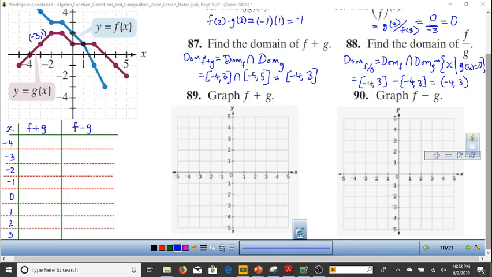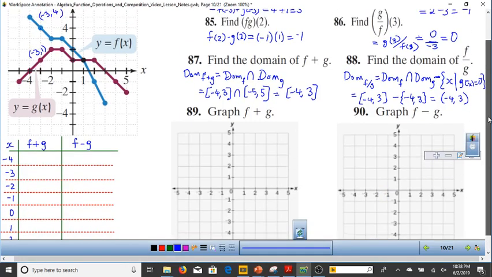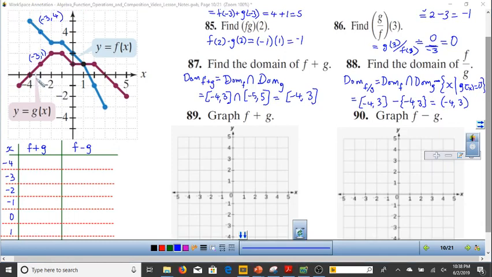F plus g of negative 4. So f of negative 4 is 5. G of negative 4 is 0. So basically it's 5 plus 0 for f plus g. So 5 plus 0 is 5. F minus g is 5 minus 0, which is also 5. Next, f of negative 3 is 4. And g of negative 3 is 1. So f plus g is 4 plus 1, which is 5. And f minus g is 4 minus 1, which is 3.